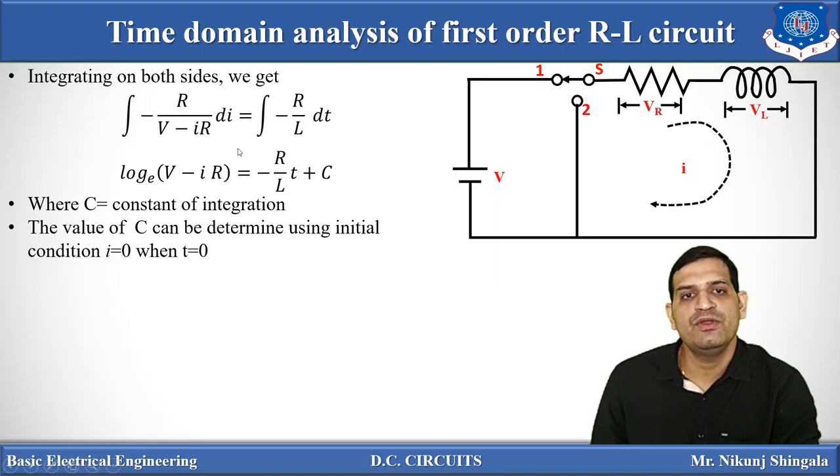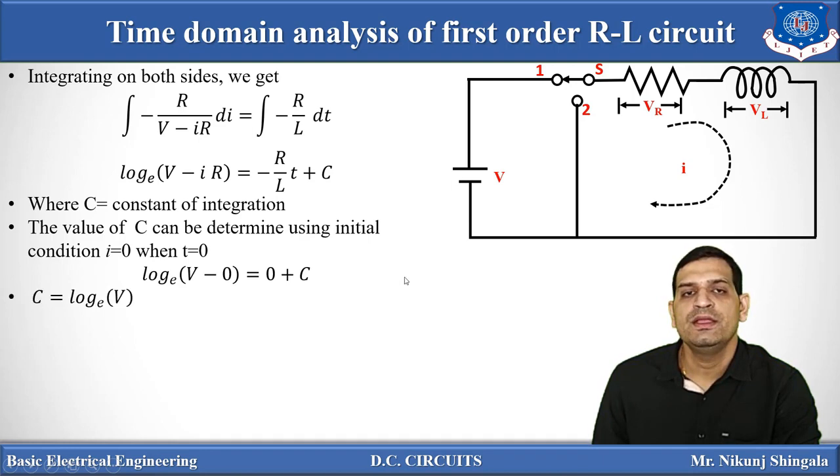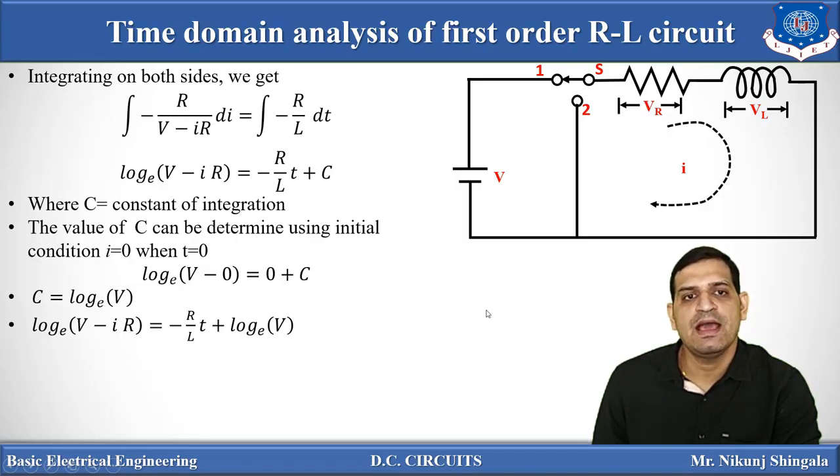If we put this value in this equation, we get log(V - 0) to the base e, since IR becomes 0 because I = 0, equal to 0 plus C. So C is equal to log V to the base e. If we put this value in this equation, we get log(V - IR) equal to -R divided by L into t plus log V to the base e.